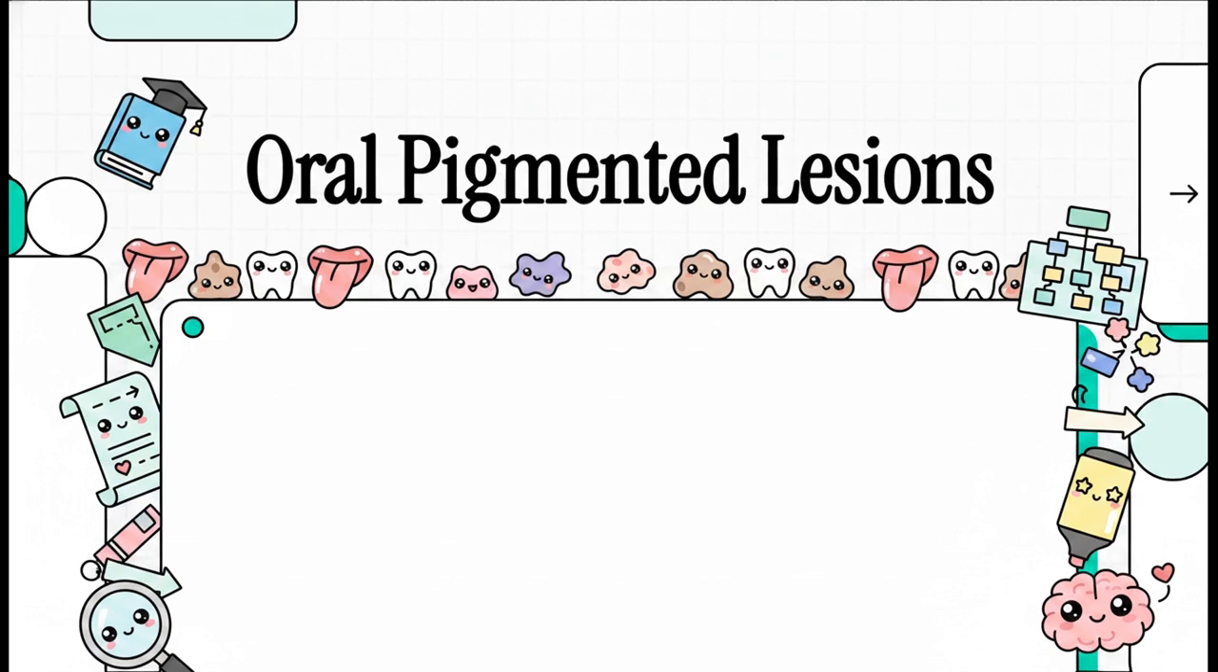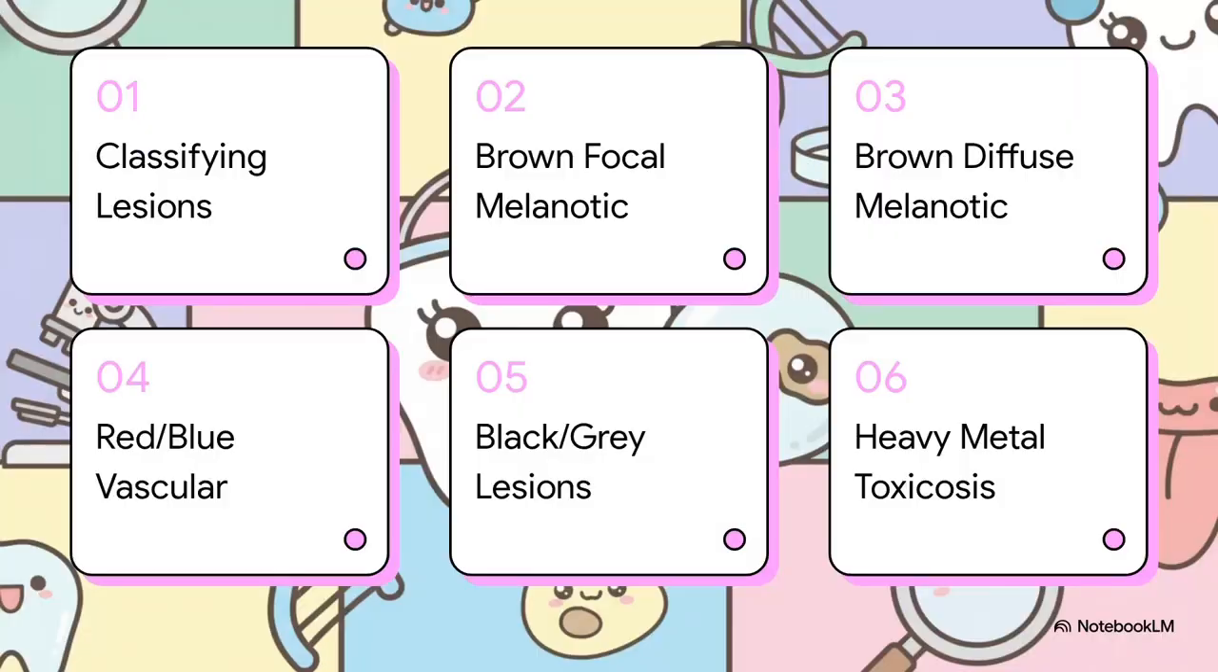This explainer is built to be your absolute ultimate cheat sheet. We're going to take this massive mountain of clinical data and transform it into a highly structured, super easy to recall master blueprint. To do that, we're building a master mental map across 6 high-yield sections: classifying lesions, brown focal melanotic, brown diffuse melanotic, red and blue vascular, black and gray lesions, and heavy metal toxicosis. By the time we wrap up, you'll be able to navigate straight from a visual clinical presentation right down to the specific microscopic and systemic etiologies.